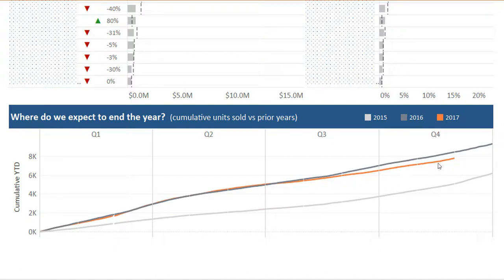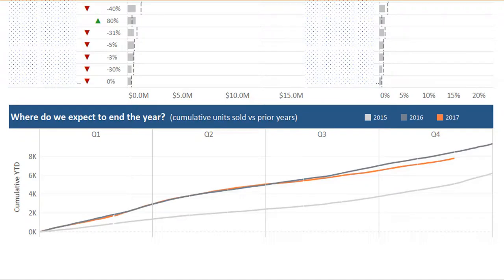So this gives us a sense here of where we're likely to end the year versus prior years. And as the year progresses, we can see where we're at and if we need to introduce some course corrections. Then once you've made those course corrections, we can check the numbers to see if they're having an impact and have put us on a new trajectory.